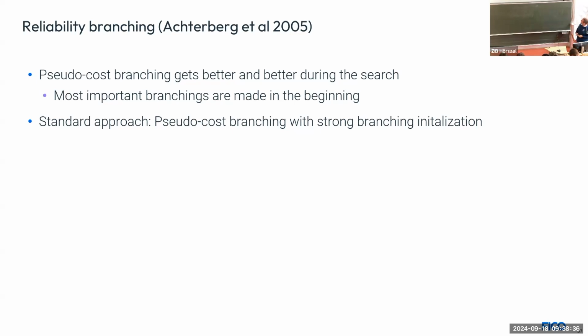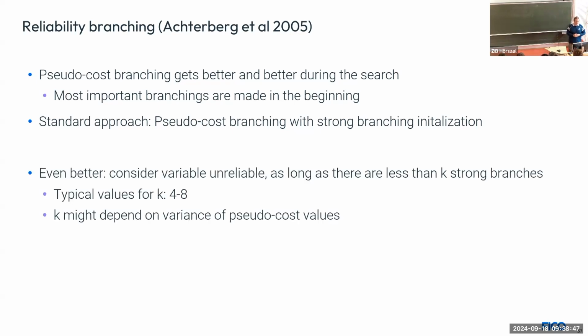Standard idea: the first time you see a variable being fractional, you strong branch on it. Afterwards, you have your pseudo-costs initialized, and then use pseudo-costs from there on. Even better, suggested some 20 years ago, is to have a reliability threshold. So the first 4 to 8 times you see a variable fractional you do strong branching, and then you consider your pseudo-costs trustworthy.